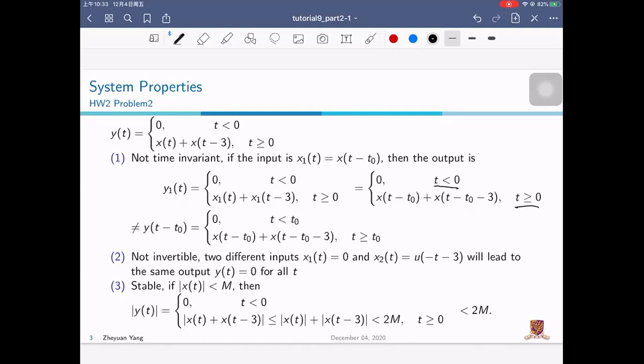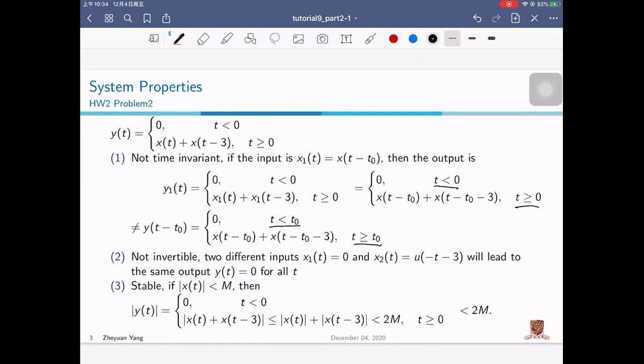However, if we shift the output y(t), now we have y(t minus t0). When t is smaller than t0, it is equal to 0. When it is greater than or equal to t0, it is equal to x(t minus t0) plus x(t minus t0 minus 3). So they are not equivalent, so it is not time invariant. And it is not invertible. We can find some different inputs that will lead to the same output. Also, when t is smaller than 0, all the output is 0. So it is not invertible.